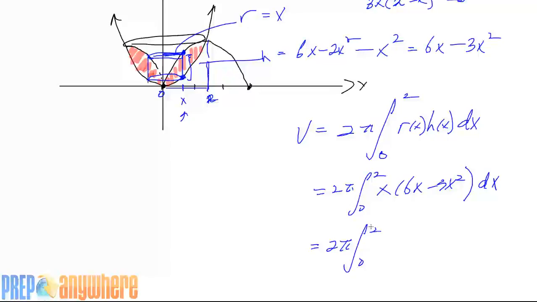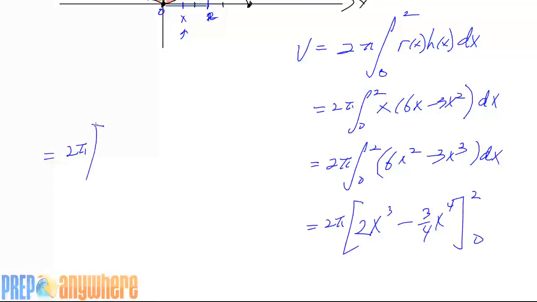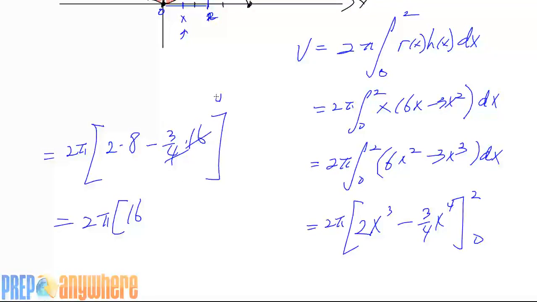Okay, now it's just a typical antiderivative question. It's going to be 6 divided by 3, x cubed, so 2 times x cubed. It's going to be 3 over 4 x to the power of 4. Continuing here, 2 times 8 minus 3 over 4 times 16. 8 pi is the answer.